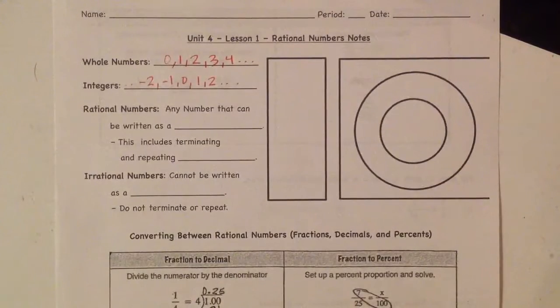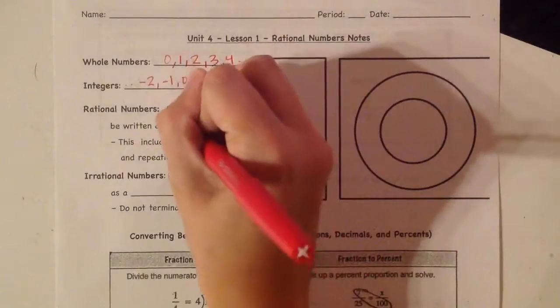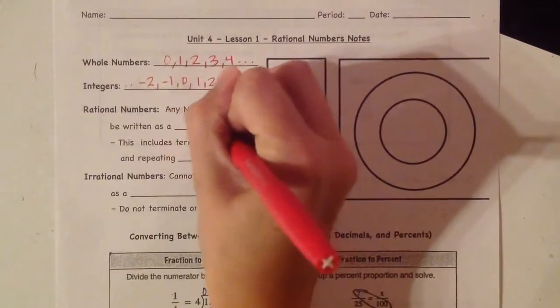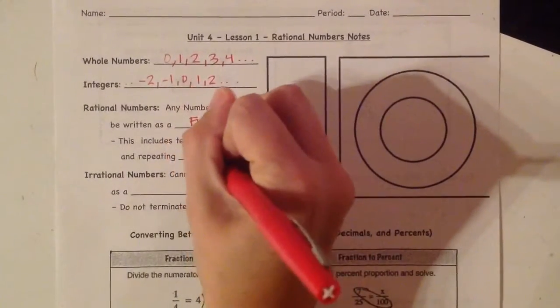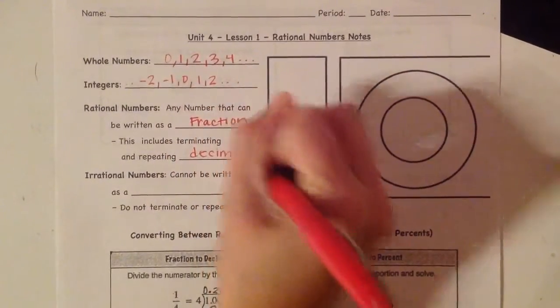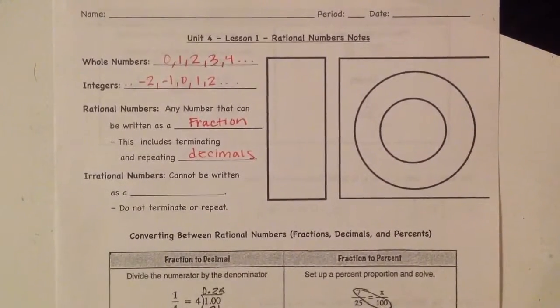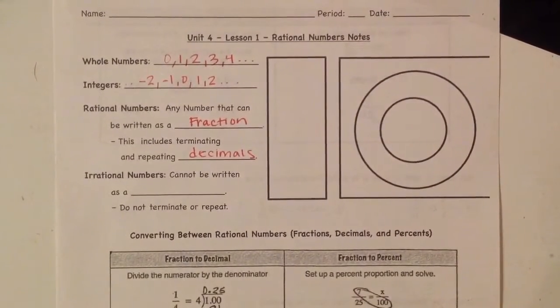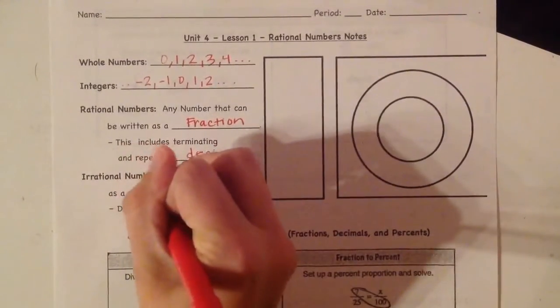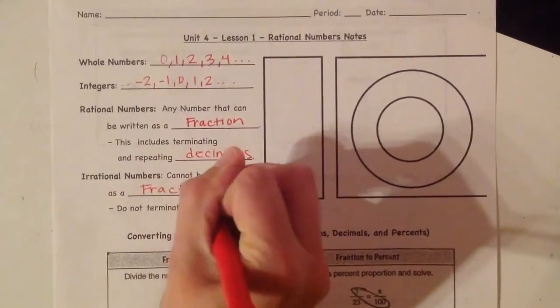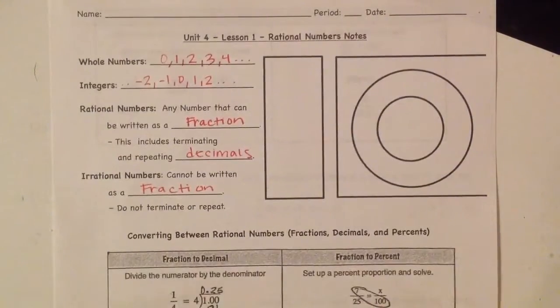So the basic idea of rational numbers is any number that can be written as a fraction. That includes terminating and repeating decimals, because those can be written as fractions. And then the opposite of rational numbers are irrational numbers, which cannot be written as a fraction. So they can be decimals that don't terminate or decimals that do not repeat.